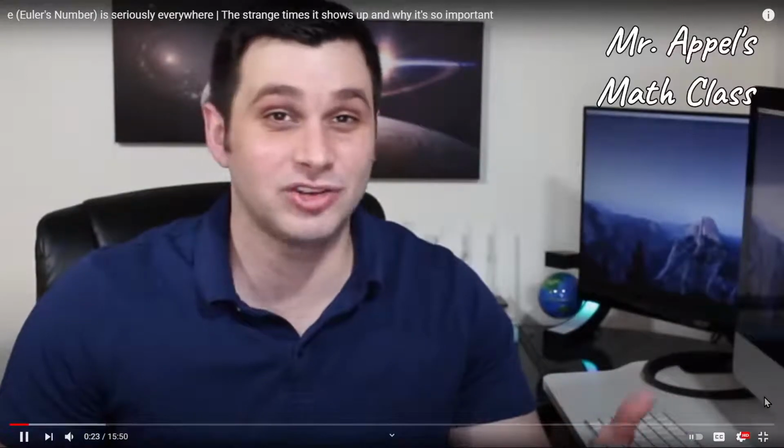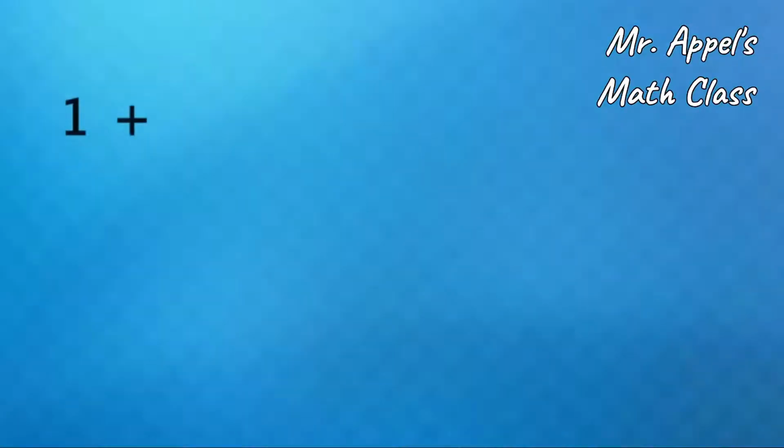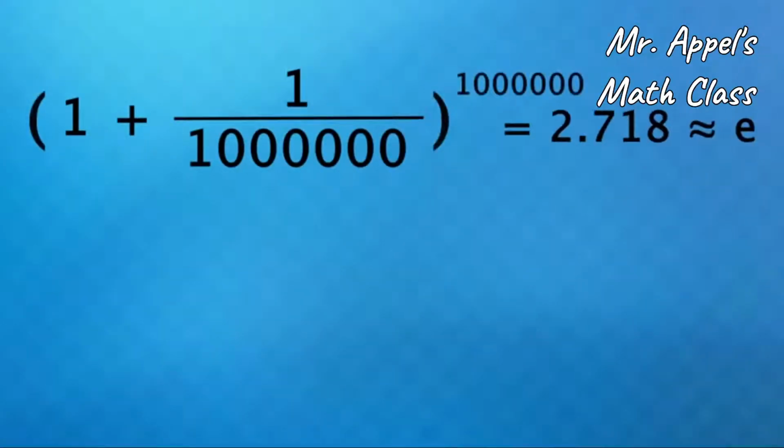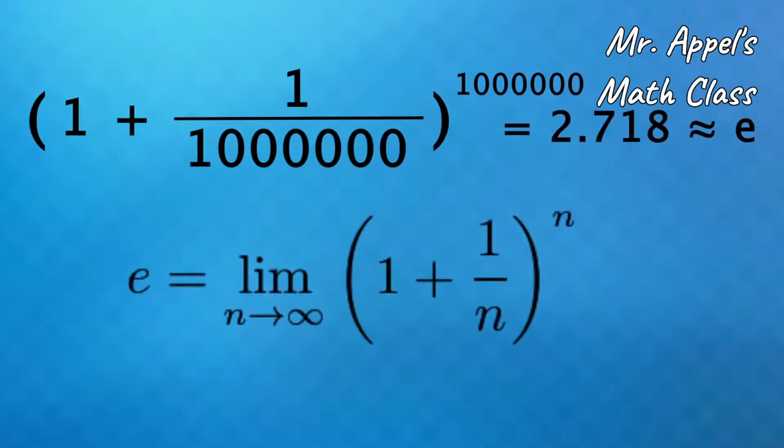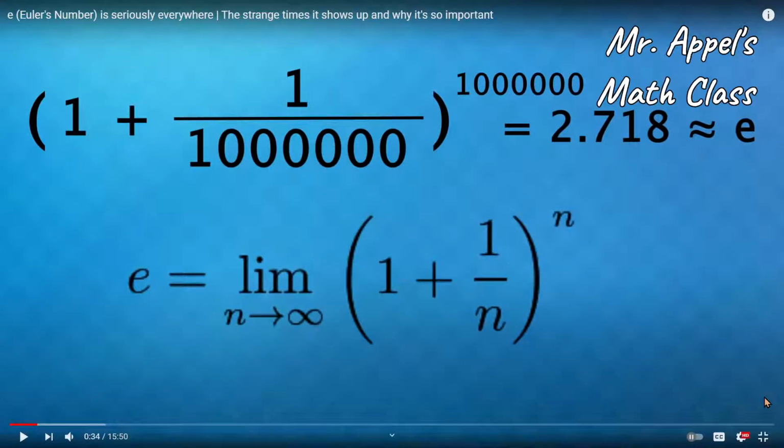Now, mathematically, E is just what you get when you calculate 1 plus 1 over a really big number to that same really big number. And as that number gets bigger and bigger, you get Euler's number. Hey, look, limits. We've been talking about this, right? This is one reason why they're kind of necessary. There's literally no other definition of E.